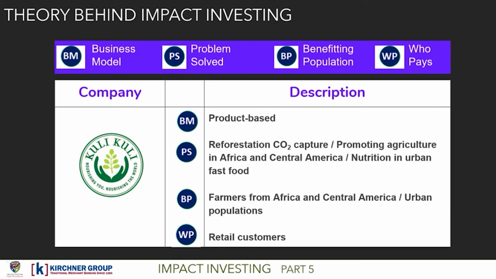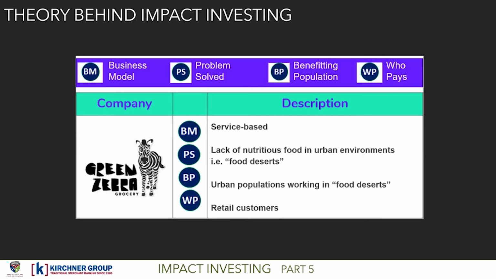The benefited population of this project are the farmers from Africa and Central America that are the ones that are planting and sourcing the moringa, as well as the people that buy and consume these products. Normally, these customers live in North America, and these retail customers are the ones who pay for the product, so financing the whole operation. The last example that we will discuss is Green Zebra Grocery.